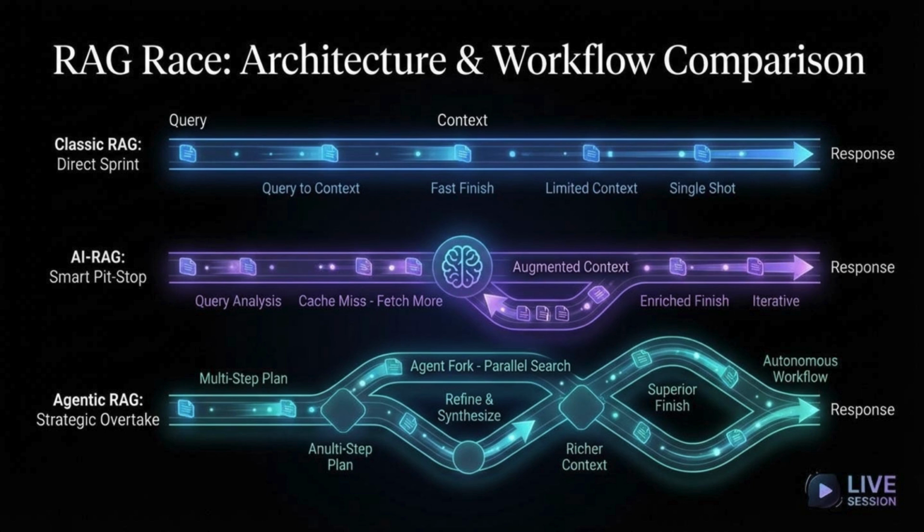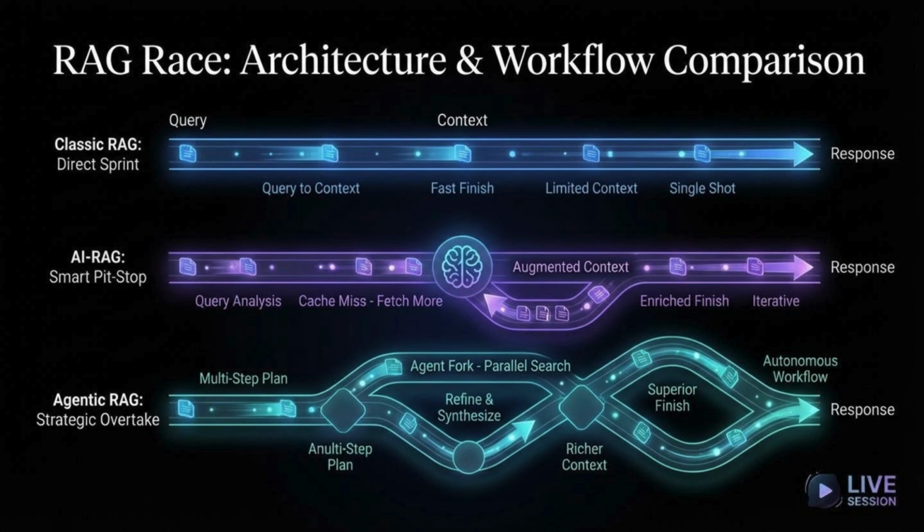Now, AI RAG introduces a smart pit stop. Before finishing the race, the system pauses to analyze the query. If there is a cache miss or if the context feels incomplete, the system fetches more information. This creates an augmented context. The model then finishes the race with more data, better recall, and an enriched final answer. It is iterative, not single shot.